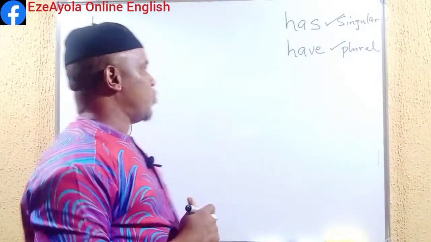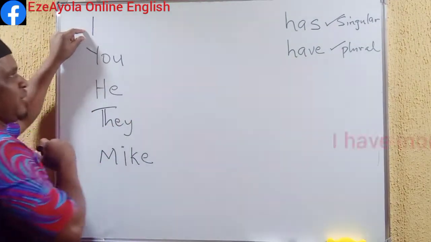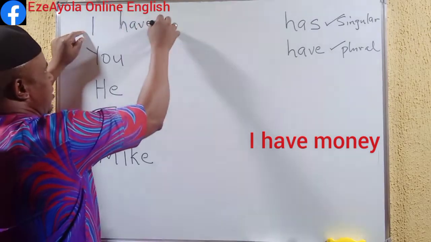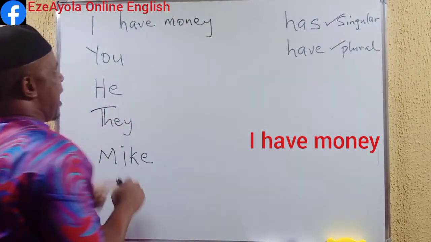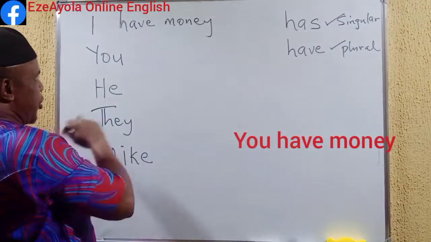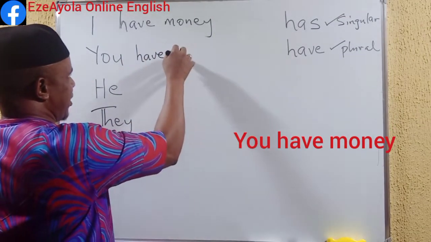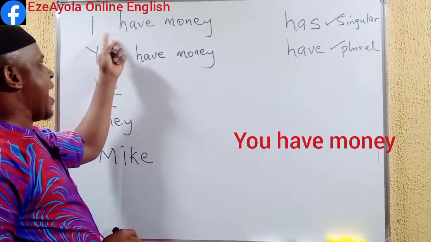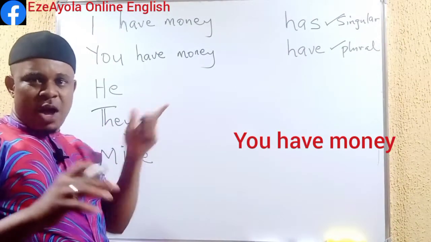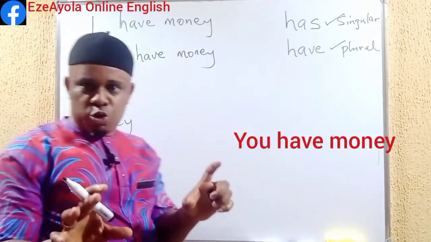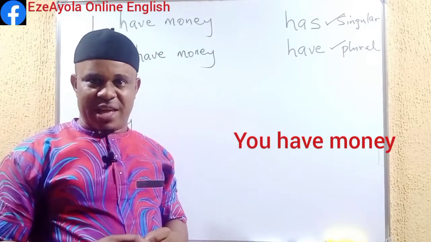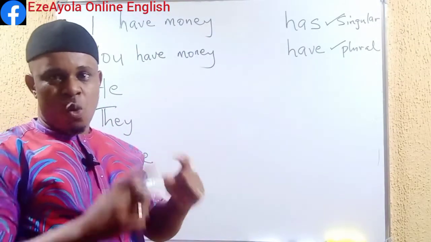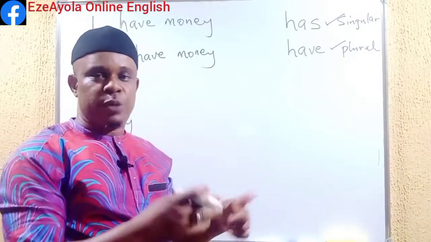Now, the point I want us to make today is an expression like this, I have money. Now look at this. I have money. You have money, okay? You have money. I have money. Now, what are we seeing already? I told you about the rules of concord. One of them is that singular subject agrees with singular verbs, while plural subject agrees with plural verb.